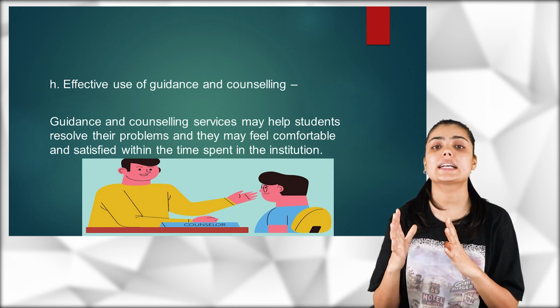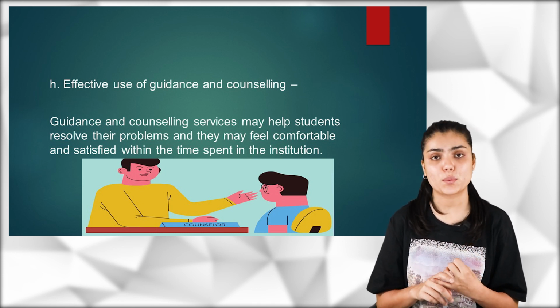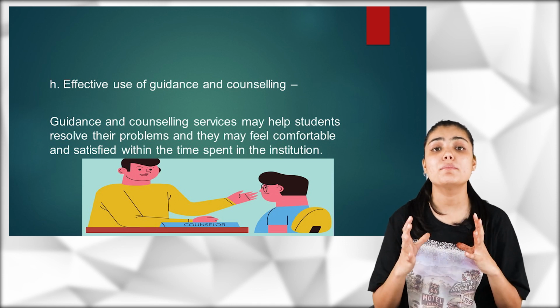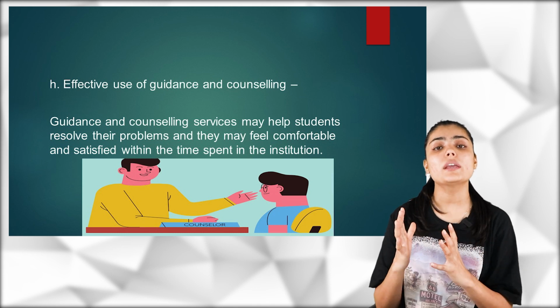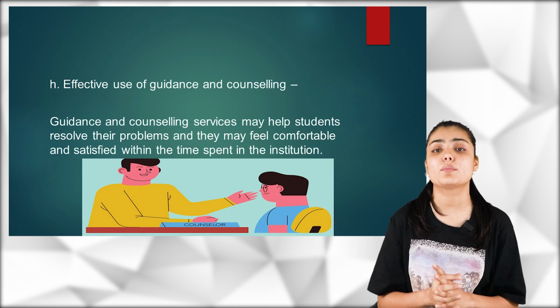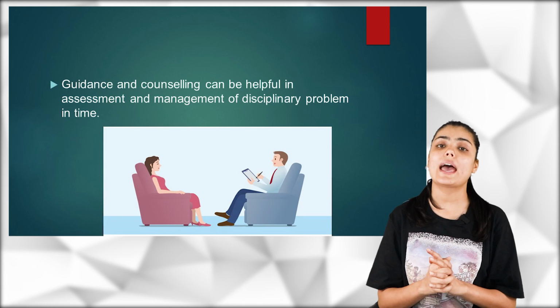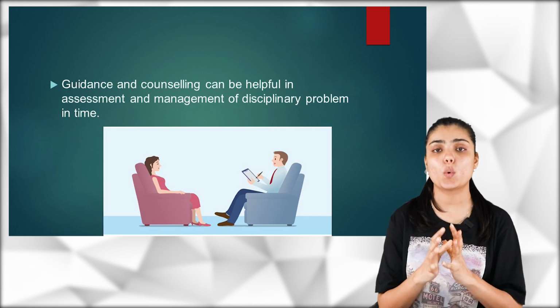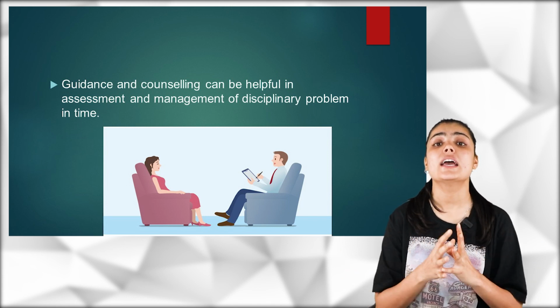So through proper guidance and counseling, we will be able to understand if the students are having any kind of problems and how those problems can be minimized or how those problems can be prevented. So proper use of guidance and counseling will help us deal with disciplinary problems in the institution. So this brings us to the end of strategies to manage disciplinary problems. Next, we have role of administrator. What is the role of an individual or a leader in disciplinary management?